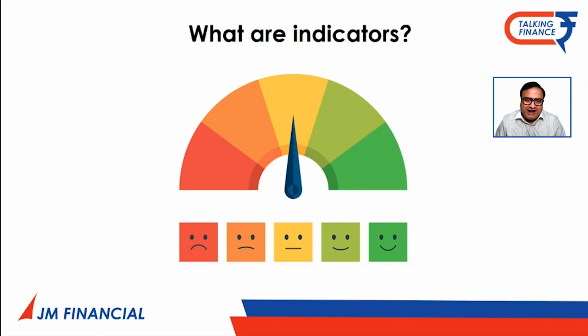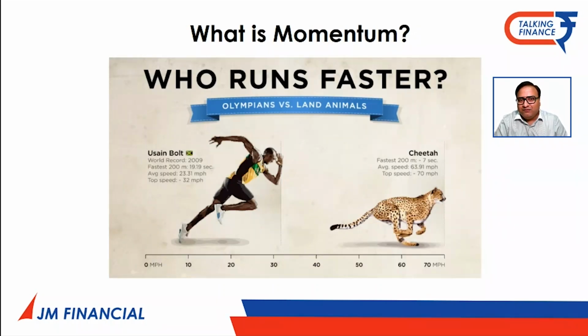Now, which type of indicators are we considering in today's session? We are considering specifically momentum indicators. So, just to throw some light on what exactly is momentum. On the left, you have the fastest human on this planet. On the right, you have the fastest animal on this planet. Both of them are very fast in their own category. But when they race together, it is undoubtedly the cheetah that wins. So, in simple words, momentum is nothing but the speed at which the underlying is moving. It could be a human, it could be a cheetah, it could be a stock.